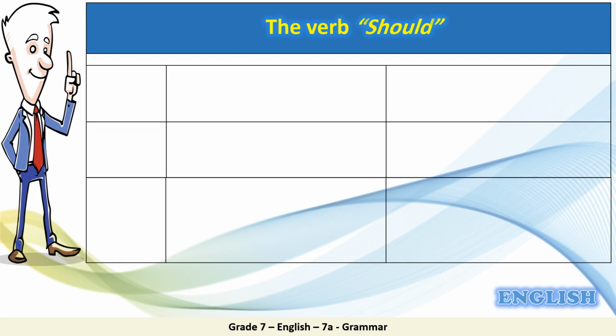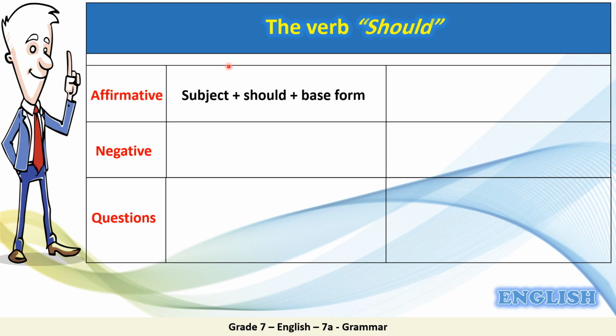In this slide, dear students, let's together revise the use of the verb should. What are the three main forms of the verb should? The affirmative form, the negative form, and the questions form. Excellent students. Now, in the affirmative form, the subject is followed by should, and should is followed by the base form of the verb. Let's study the following example.